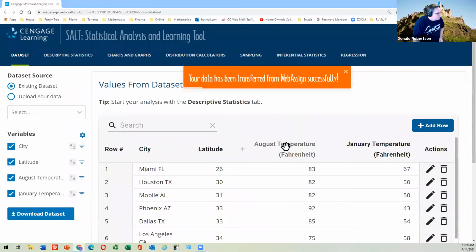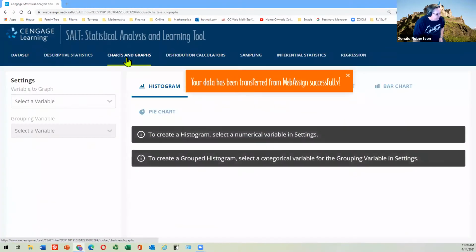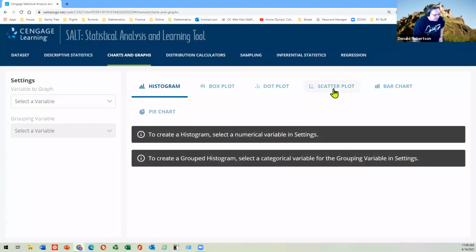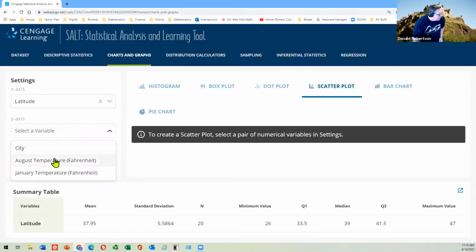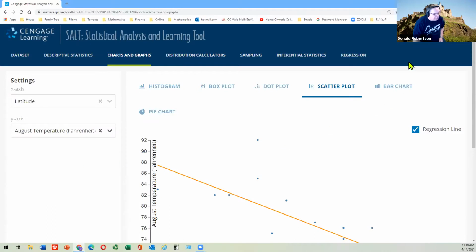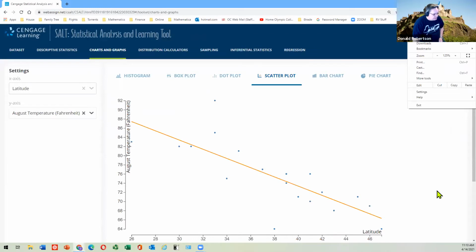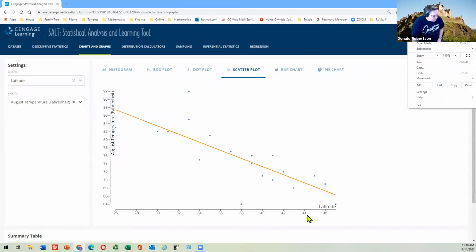Are you seeing, I hope, the same data again? See it here? Can you see? Yeah, okay. Now, I want a chart, so I'm clicking on that. I want a scatter plot, so I click on that. And the x-axis was going to be latitude, and the y-axis was going to be August temperature. And I'm going to shrink this up a little bit so we can see it. Can you see along the bottom is latitude, vertically is the August temperature.